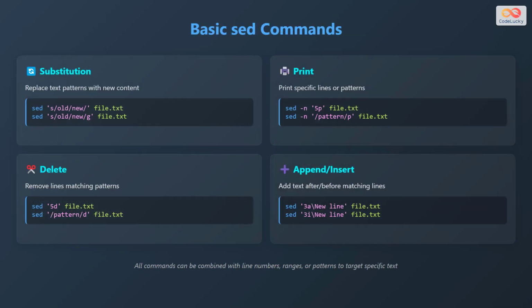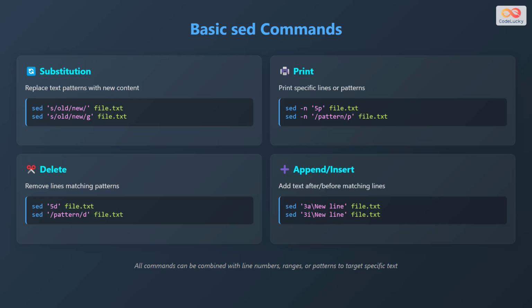Let's explore some fundamental sed commands. First, there's substitution, which replaces text patterns with new content. For example, sed 's/old/new/' file.txt replaces the first occurrence of old with new on each line. Adding a g flag, like sed 's/old/new/g' file.txt, replaces all occurrences.